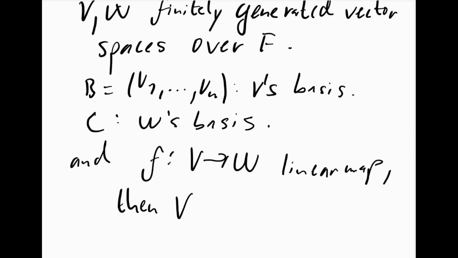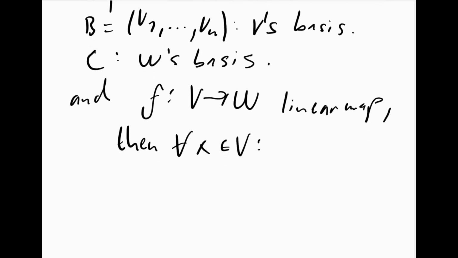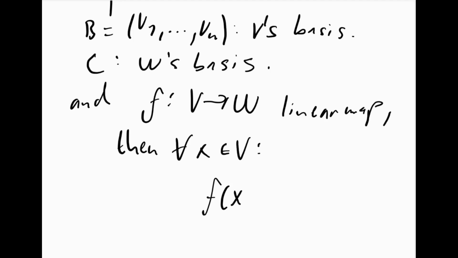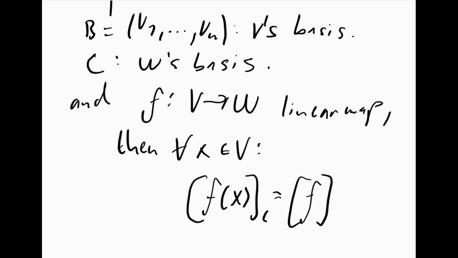Then for any x in the vector space V, we have the following. f of x expressed in terms of C, so the image of the linear map, its coordinates with respect to the basis C, is equal to the matrix representing the linear map with respect to bases B and C, times the vector x with respect to B.